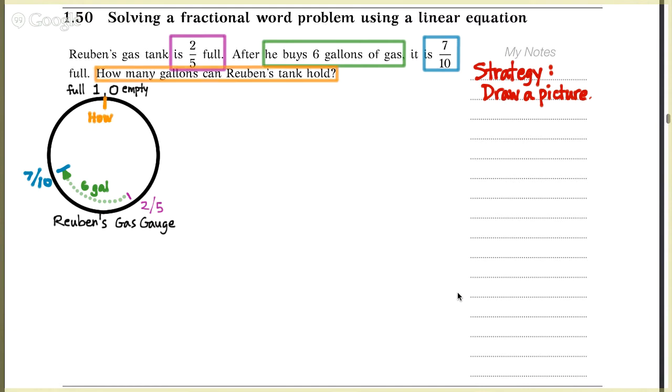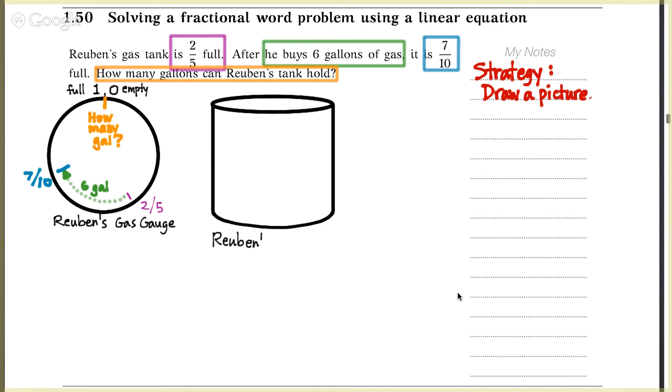And the question is, how many gallons in total does his tank hold? So if the needle went all the way to full, how many gallons would be in his tank? And so that's what I tried to do when I first drew a picture for this problem. And I realized it might not be the most useful picture for the sake of figuring out the arithmetic that we need in order to bring this problem home. So then I decided to look at it a different way.